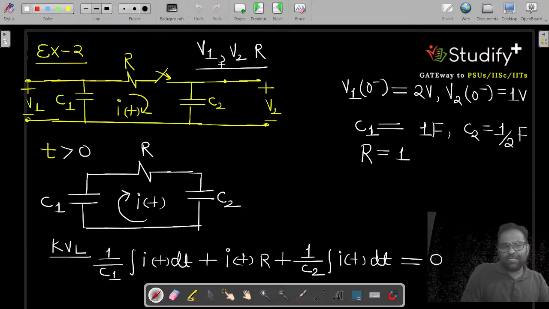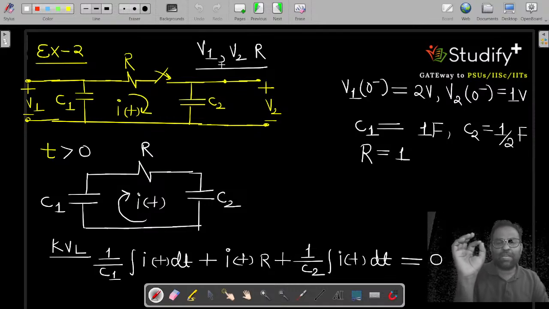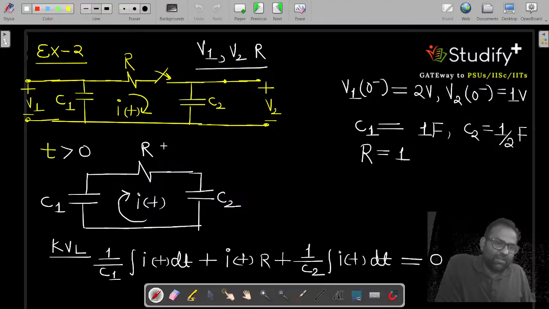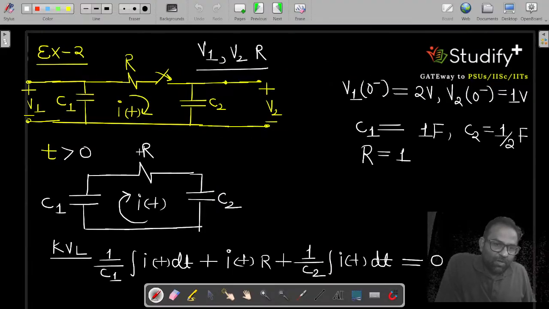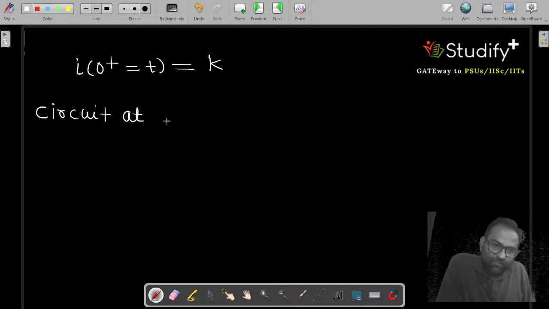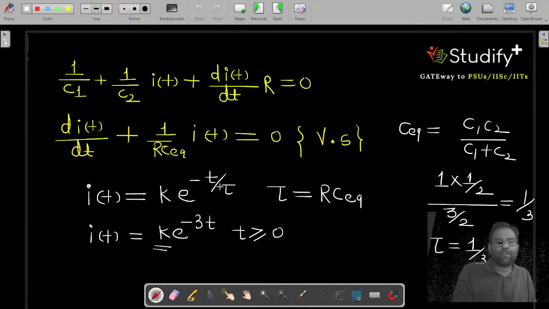Now how to identify this k? Energy storing elements in the circuit store the energy in the form of voltage, but we are having current. We want current as the initial condition. So let's see how this capacitor and everything is working. Let me draw the circuit at t0 plus.